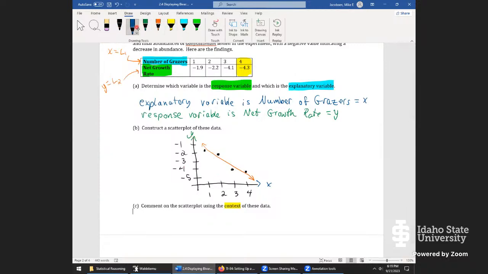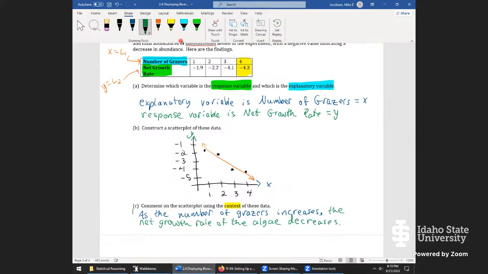So we'll say, as the number of grazers increases, the net growth rate of the algae decreases. And I mean, that's what we should expect.